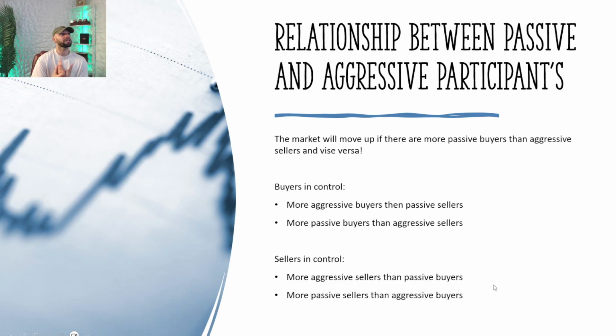So now we have to learn how to read the relationship between both of them, right? The market will move up if there's more passive buyers and aggressive sellers, and vice versa, right? Buyers are in control if there's more aggressive buyers and passive sellers. If there's more aggressive buying than there's passive selling, the market will move up. If there's more passive buying than aggressive selling, the market will move up. And it's just vice versa for the sellers. If there's more aggressive sellers and passive buyers, go down. More passive sellers and aggressive buyers, go down.